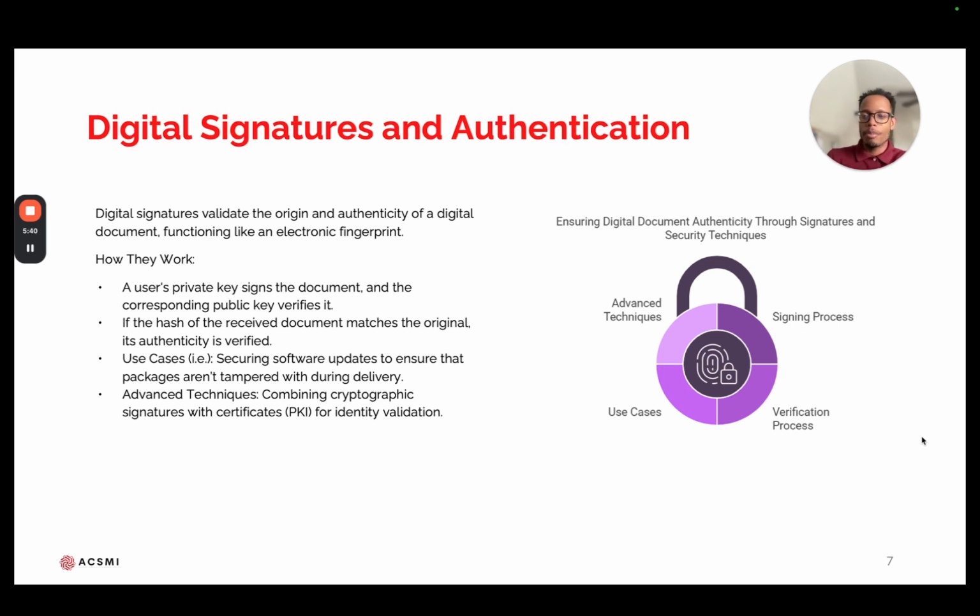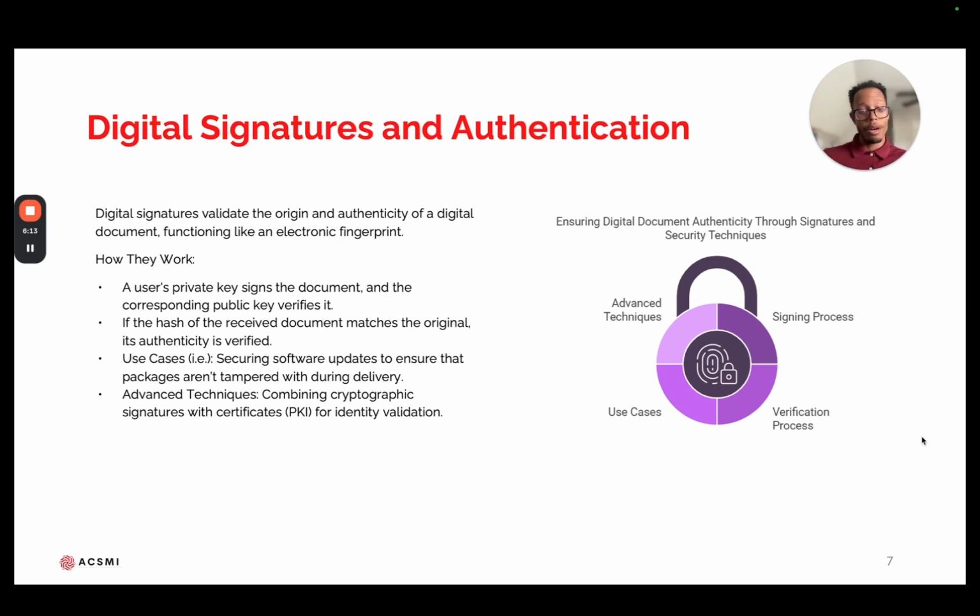So a use case could be that you wanted to secure software updates, right? Now, we know that this actual package goes on the internet, goes on our server, and it can be downloaded. Well, you can create a hash around that, because we'll know if the actual package has been tampered with. That's data integrity. So you want to look at advanced techniques of how you can combine the use of signatures with PKI for identity validation.